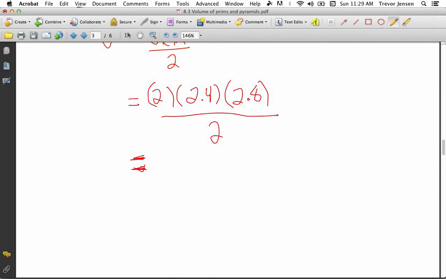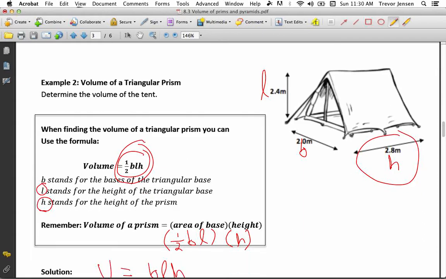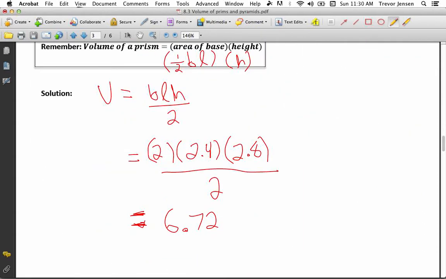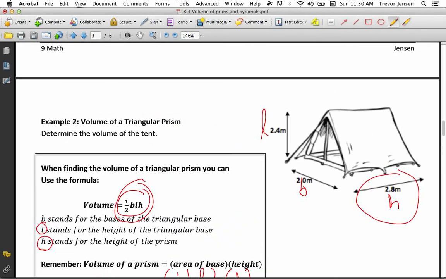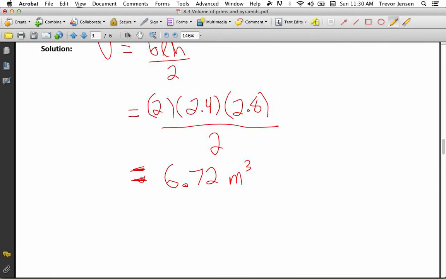Okay, so we want to do 2 times 2.4, which gives me 4.8. Multiply that by 2.8, going to be 13.44, and I must divide that by 2, and I get 6.72. And don't forget, when you're finding the volume of an object, you're always in units cubed, because we're talking about how much three-dimensional space does an object occupy. It's 6.72, and we're in meters, so meters cubed. Okay, so determine the volume of the tent. We've determined the volume of this tent, which is the shape of a triangular prism. So the tent has a volume of 6.72 meters cubed.